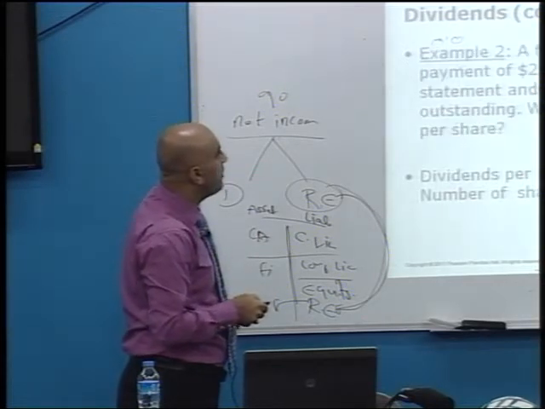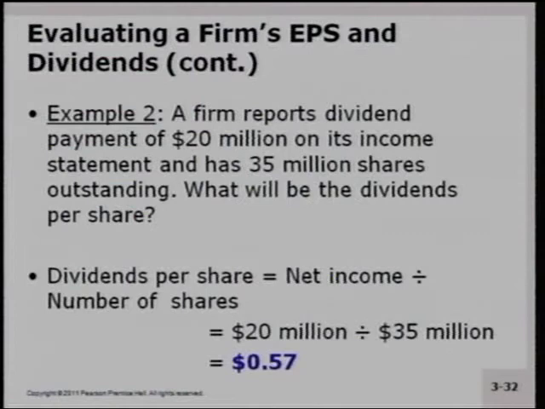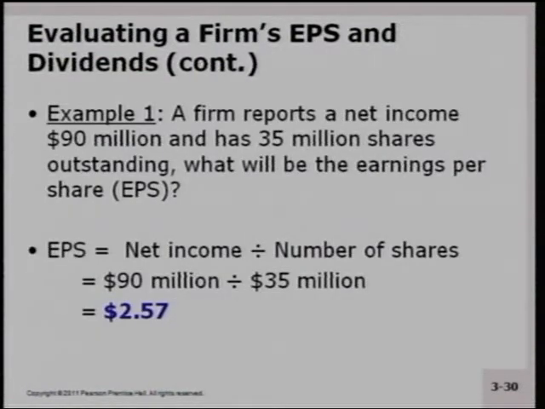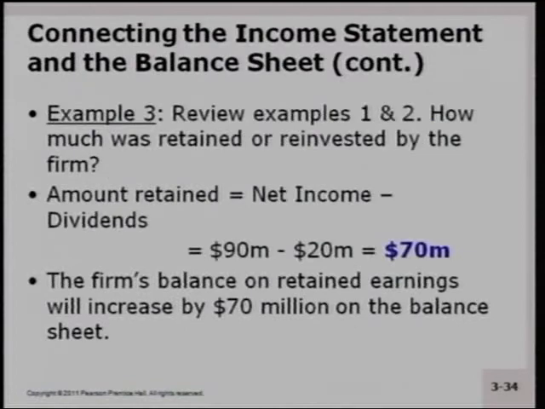Example 2, a firm declared a dividend payment of 20 million. So the dividends here is 20 million. So what is the retained earnings? It will be 70 million. So let's go back to example 3. The amount retained is equal to net income minus dividends. Net income 90 minus 20, so we have 70 million as retained earnings.